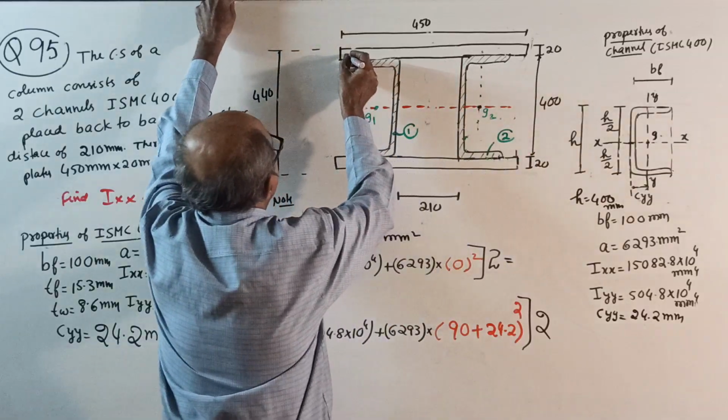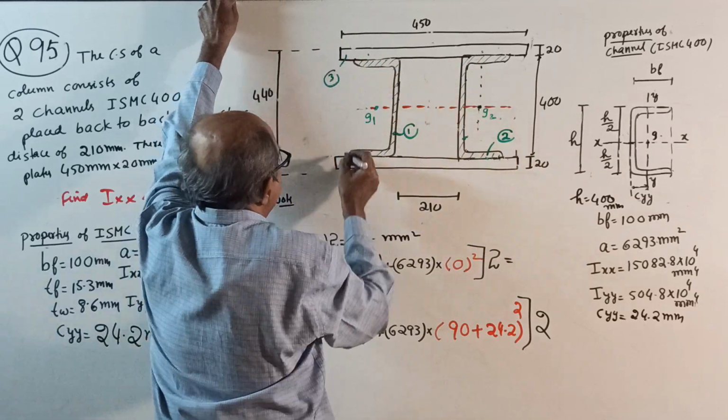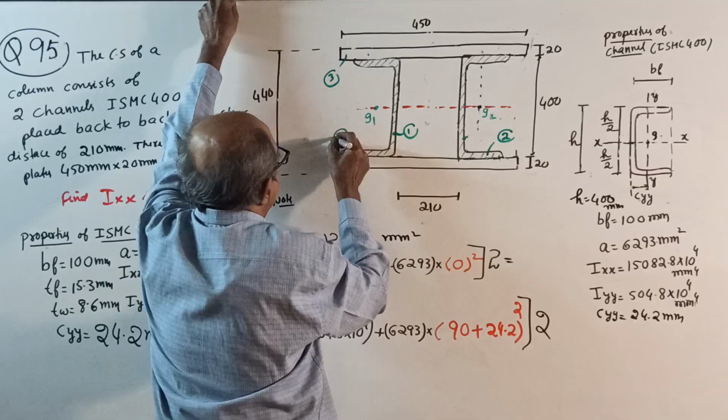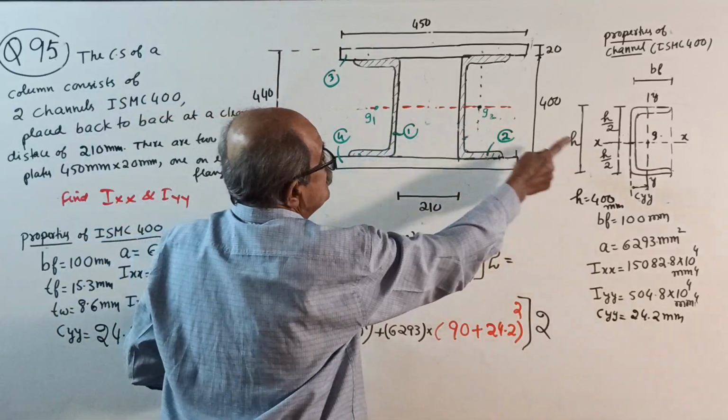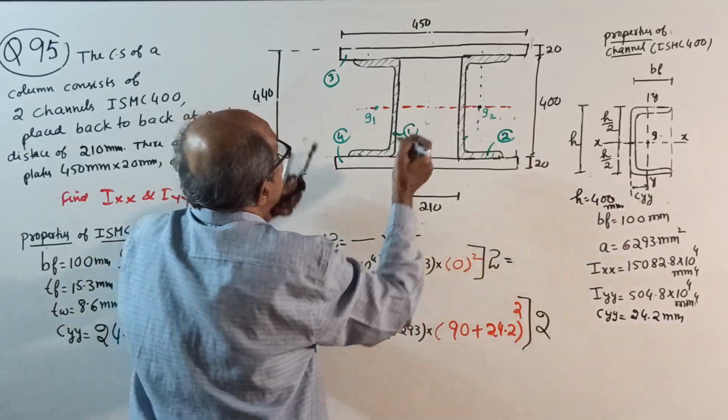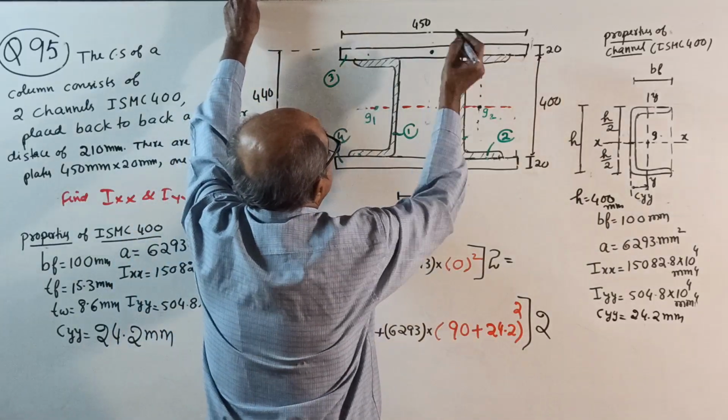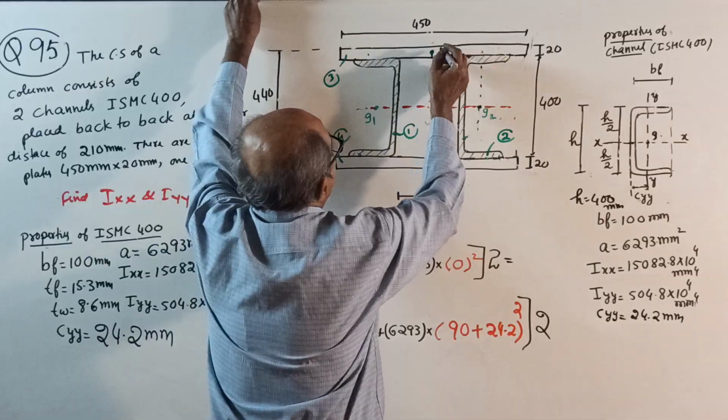This plate I will take 3. This plate I will take 4. Now, see the centroid here. G1, G2, same as last time. For the plate, this centroid, that is G3 will be here.